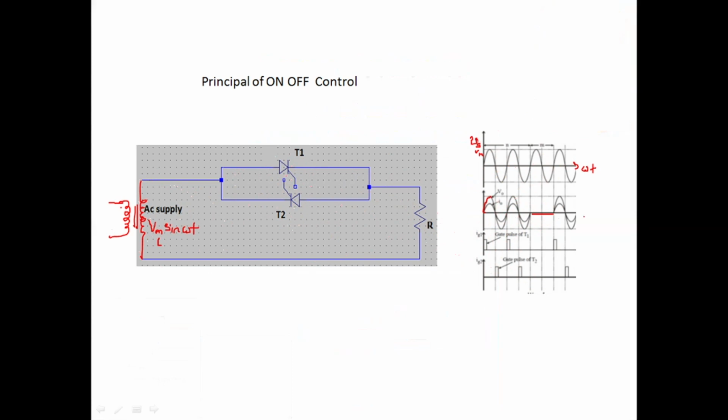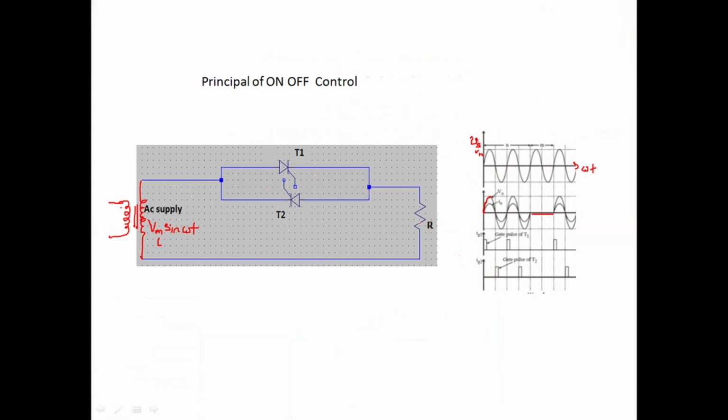For the next 2 cycles we will turn on SCR T1 and T2, T1 in the positive half cycle and T2 in the negative half cycle, so that we pass the voltage to the load for the next 2 cycles, and for the next 1 cycle again we will block the current, so we don't give supply to the load. The same thing repeats.